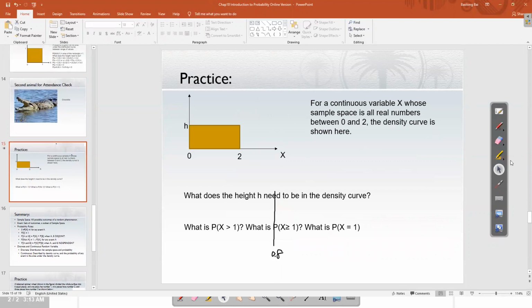So another practice. What if you have a density curve that shows the sample space between 0 and 2, and this is also a flat density curve? What will be the height for this distribution?